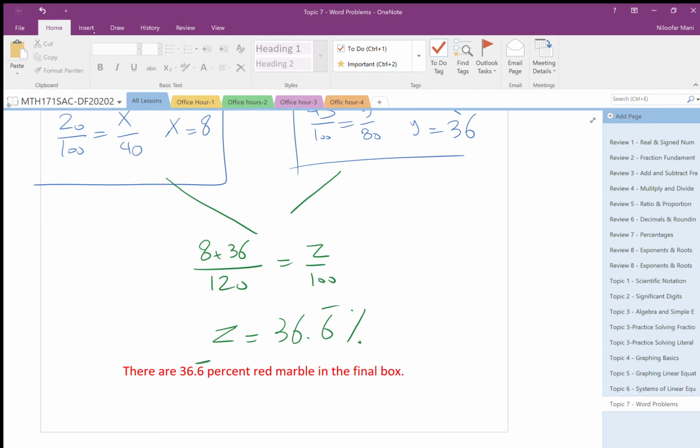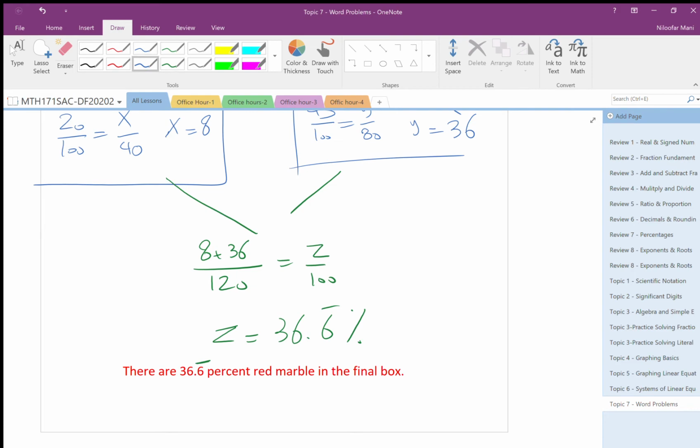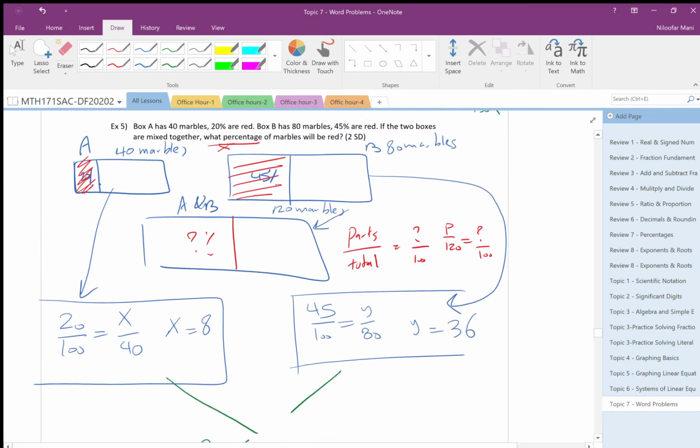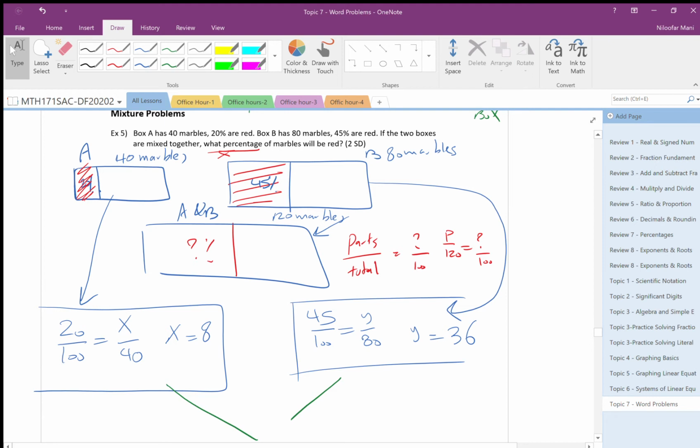See, I didn't use any new formula here. I just visualized the question, I just wrote the question, I just made the picture. I have box A, 40 marbles inside, 20% are red. I don't know how many red, but I can find it. I have box B, I have total, I have percentage, I can find part. Now I add them, and I know the total in the final box, I have parts, and I can find the percentage. Exactly like review 7.